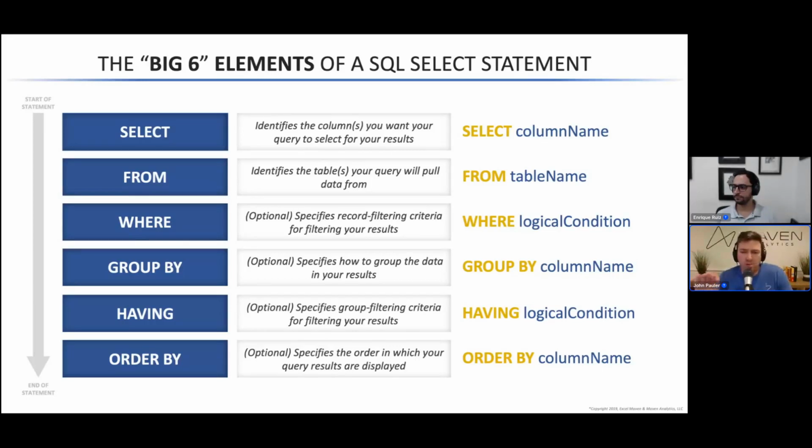One thing to note about when you are writing these things: select and from are always required. The others are optional. Another thing to note is that they always occur in this exact order. If you write them out of order, like if you tried to have your where condition above your from, you'll get an error and you won't be able to get your results.